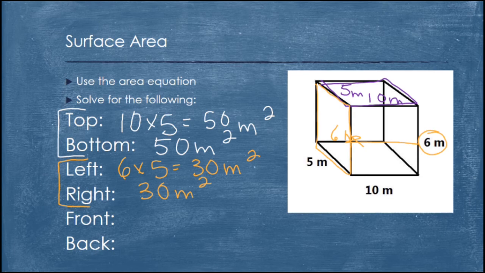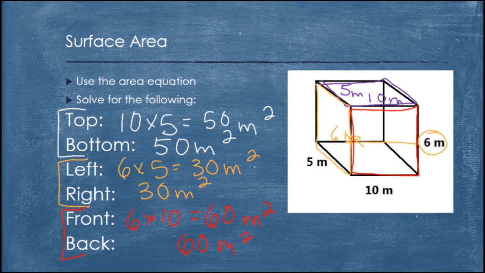Now we have to do the front and the back. So the front, we're going to look at this face right here, is 6 by 10. And that's going to equal 60 meters squared. And so the back is also going to equal 60 meters squared.